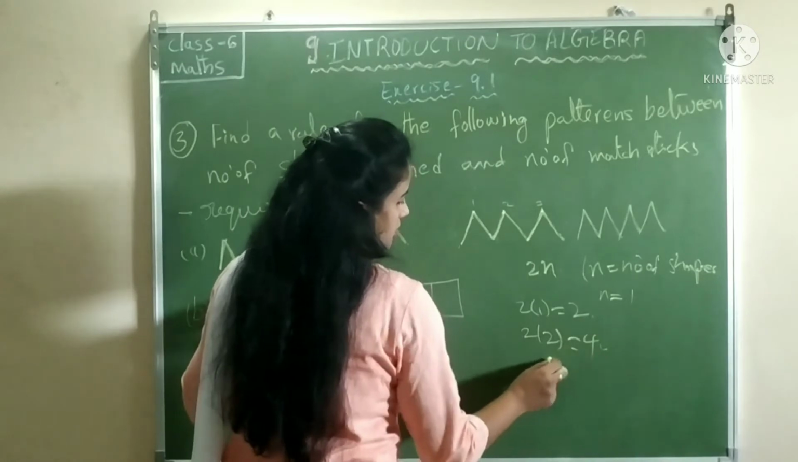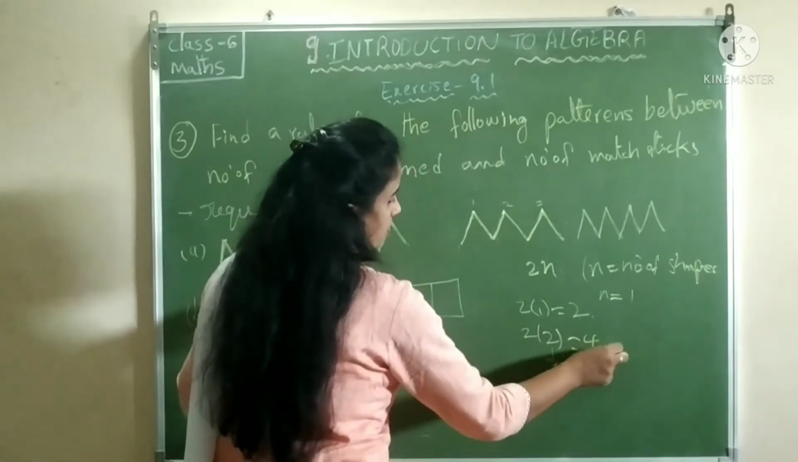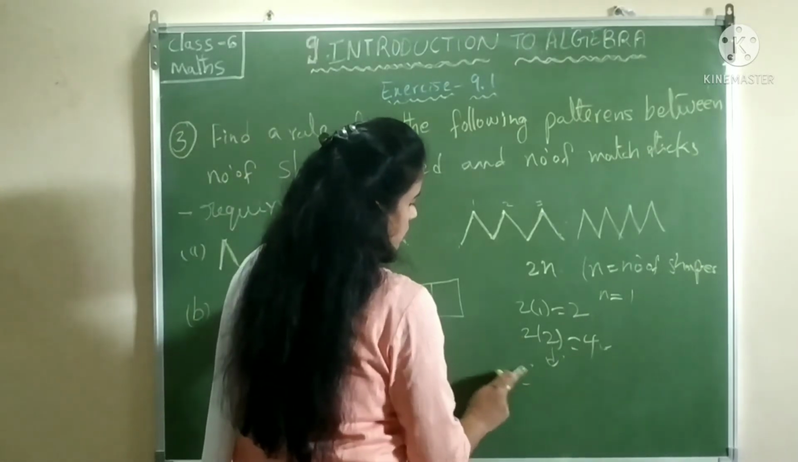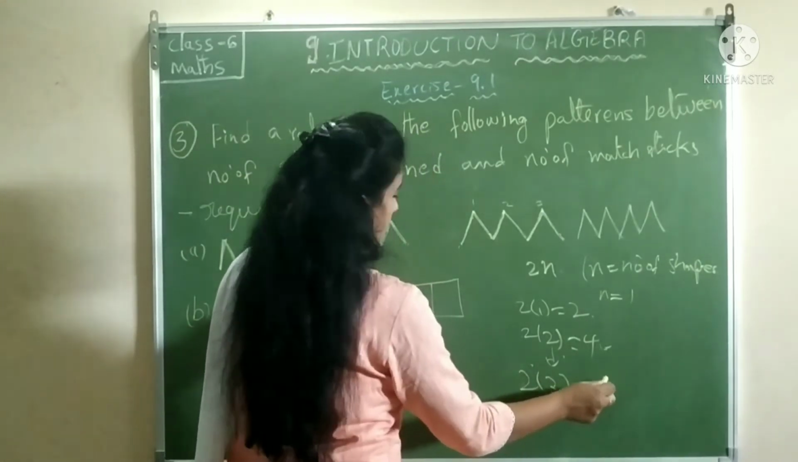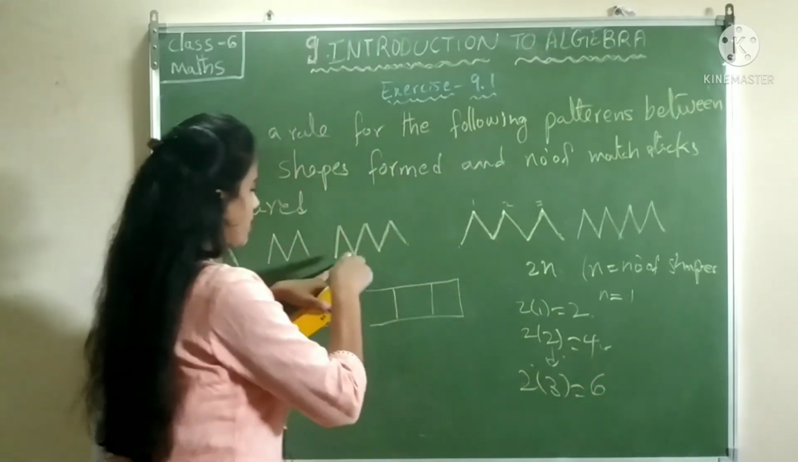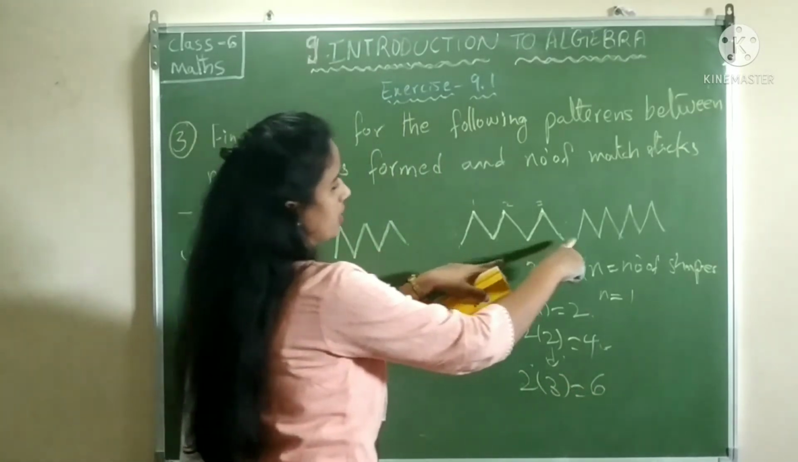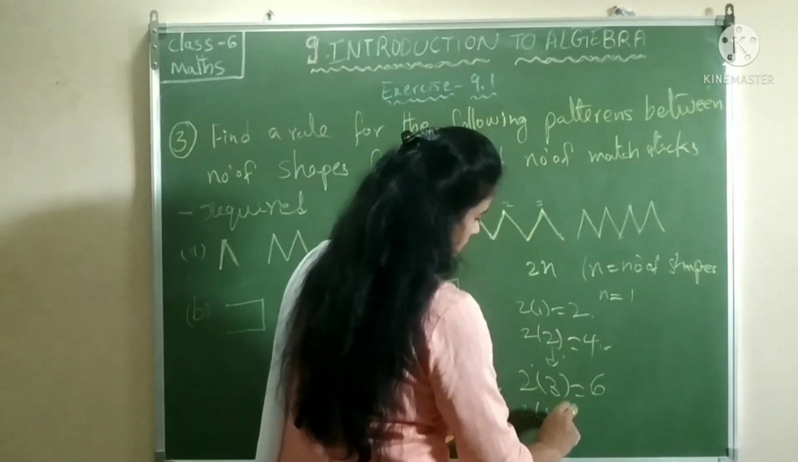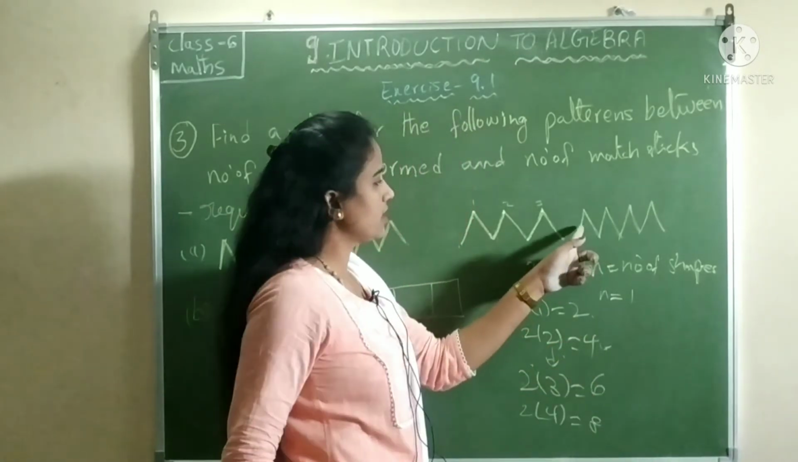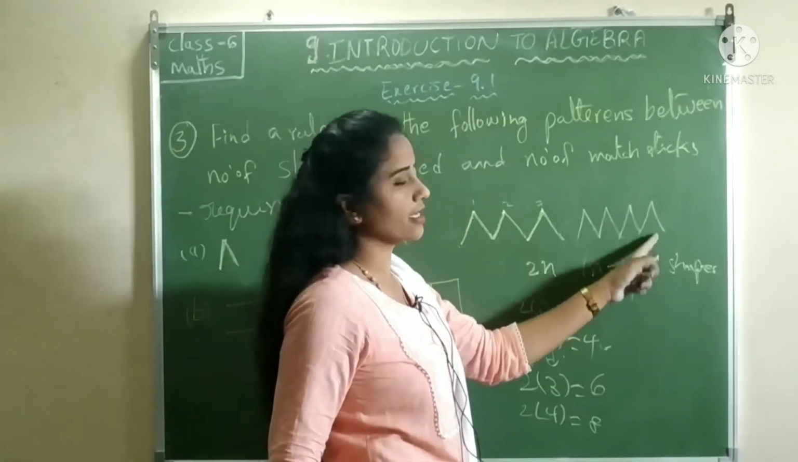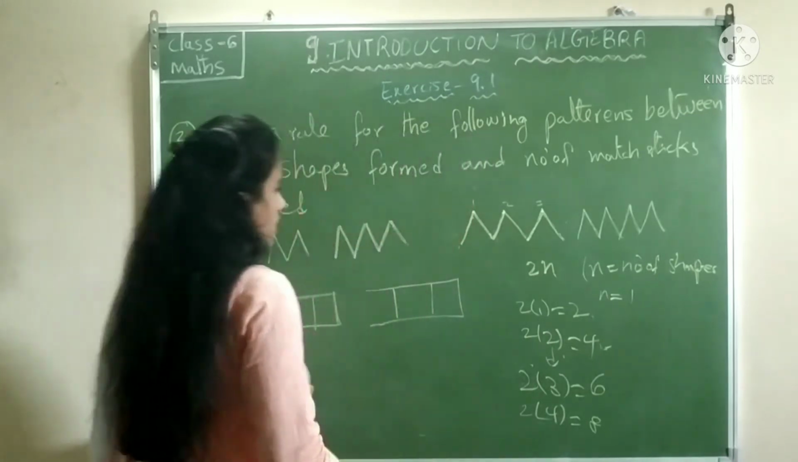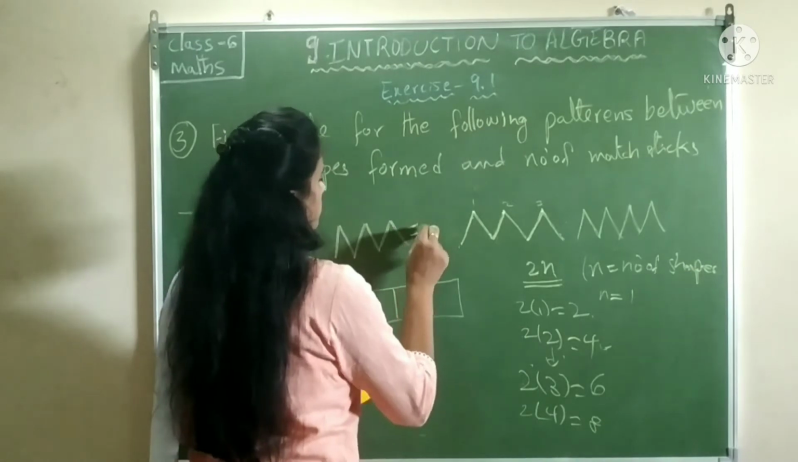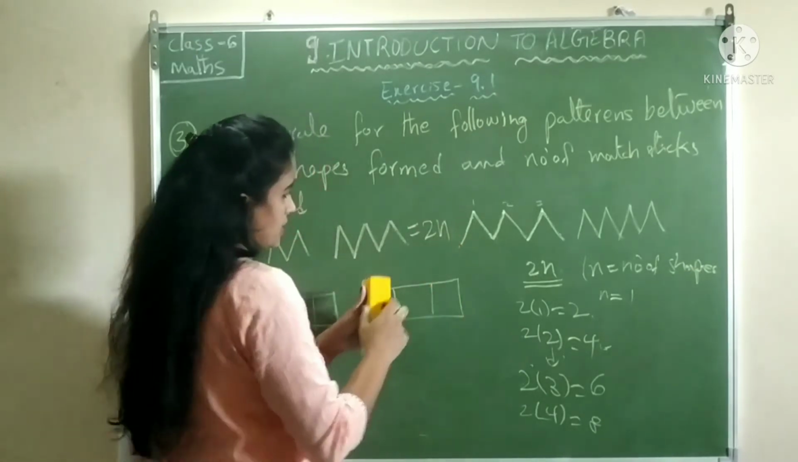These are matchsticks, these are shapes. And suppose 3 shapes: 2 3s are 6. 6 matchsticks required. For 4 shapes required, 2 4s are 8. See, 1 2 3 4 5 6 7 8. 8 matchsticks required, like this. So here our rule is 2n.